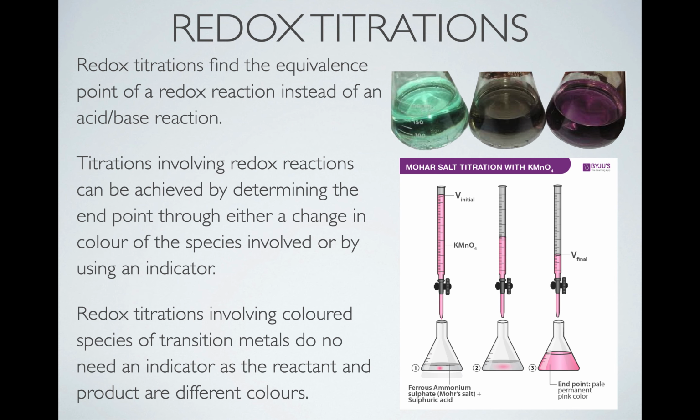Redox titrations involving coloured species of transition metals do not need an indicator, as the reactant and product are different colours. One of the most common ones that you might see at university is the determination of iron. I think it's iron 2, so it's yellow in colour, and you use something like dichromate with it, so it's a yellow through orange titration. So here the colours of the species are their own indicator, and it's really handy with redox.